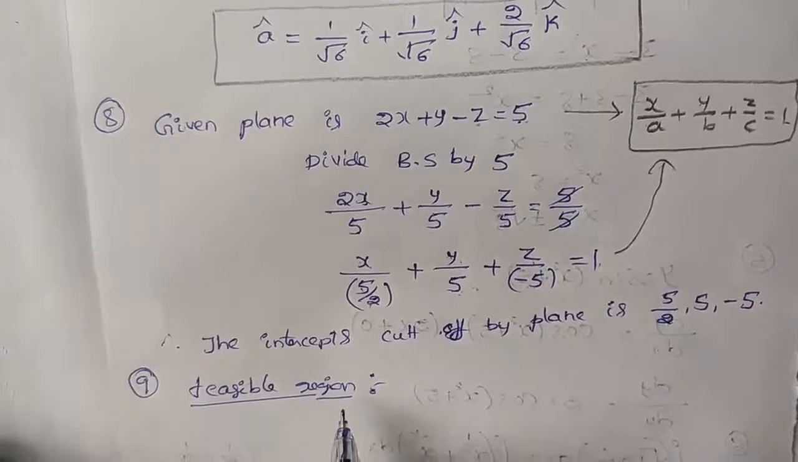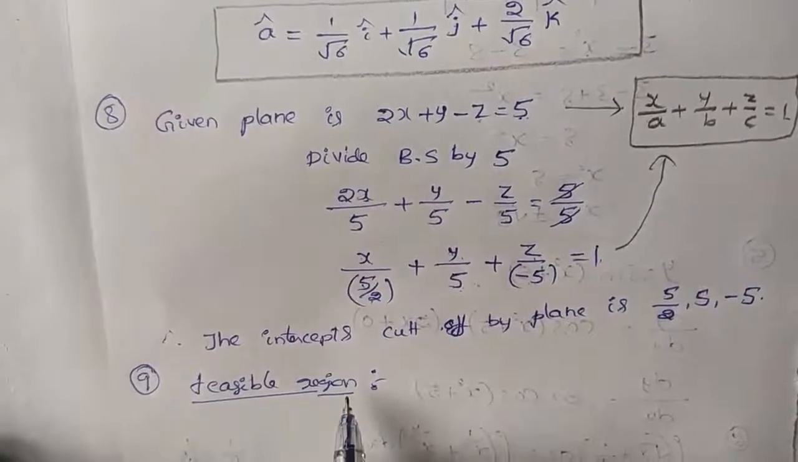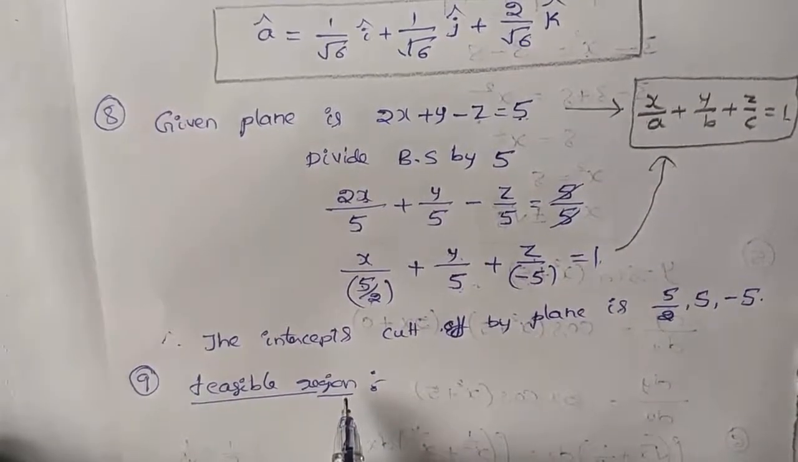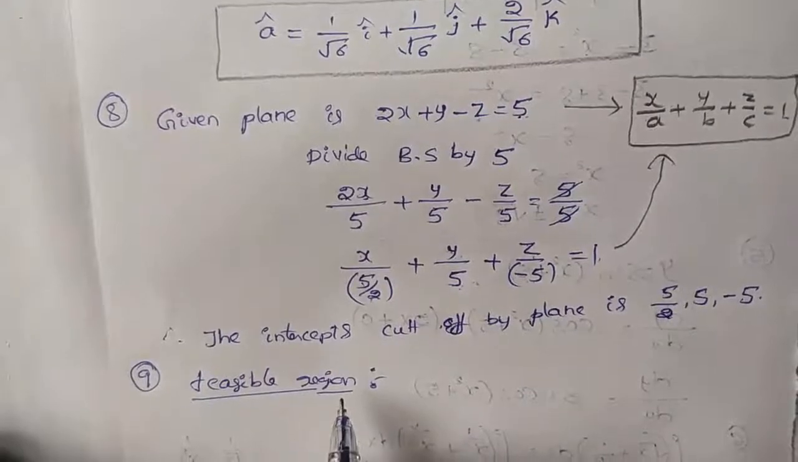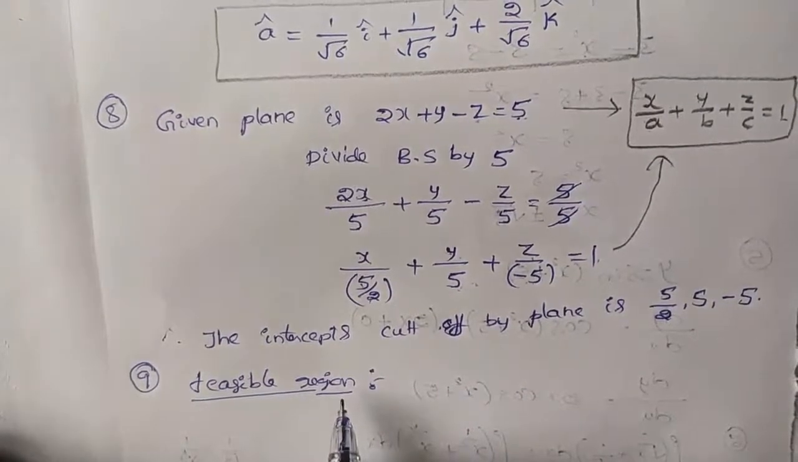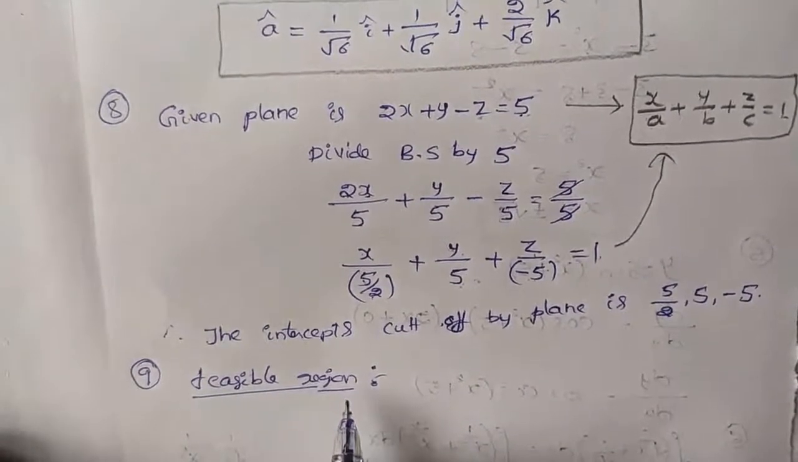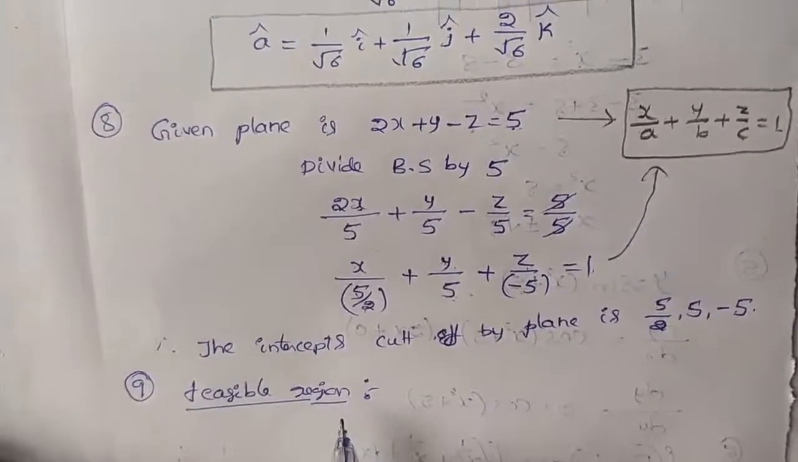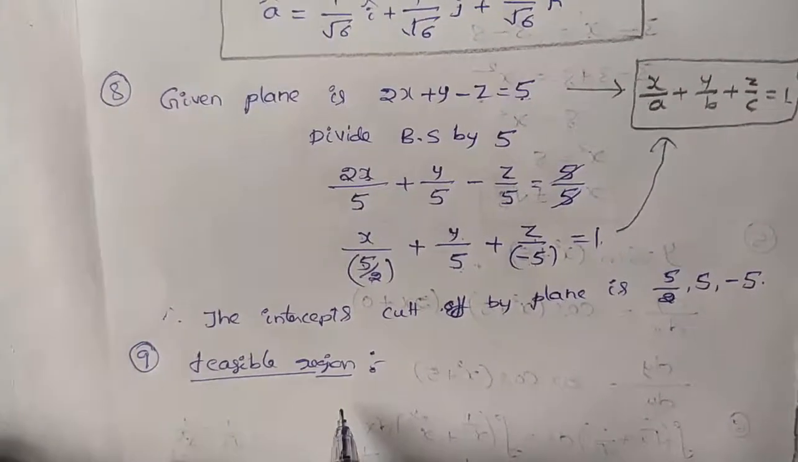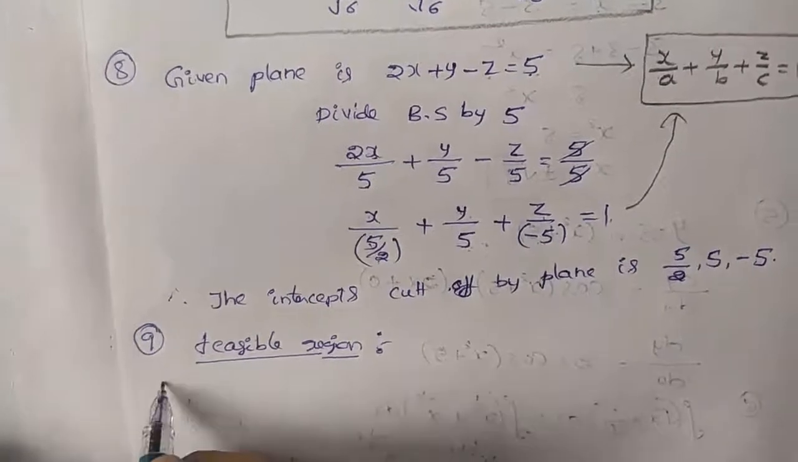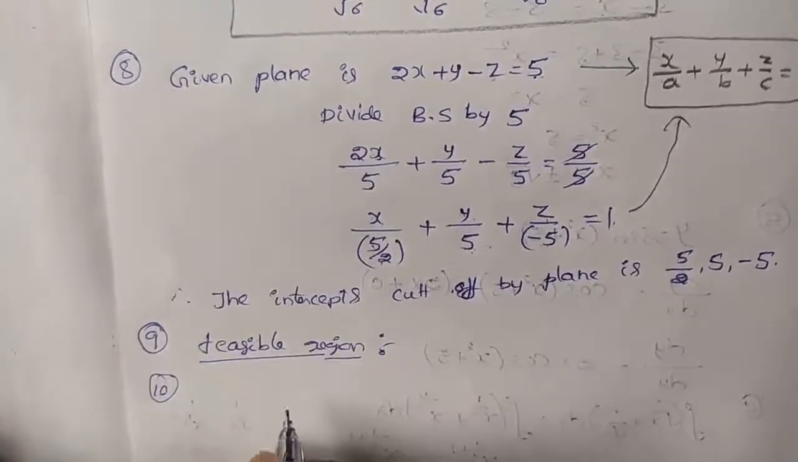Once again I will repeat. The common region determined by all the constraints including non-negative constraints of linear programming problem is called feasible region. It is a definition of feasible region. Next, see the 10th question now.